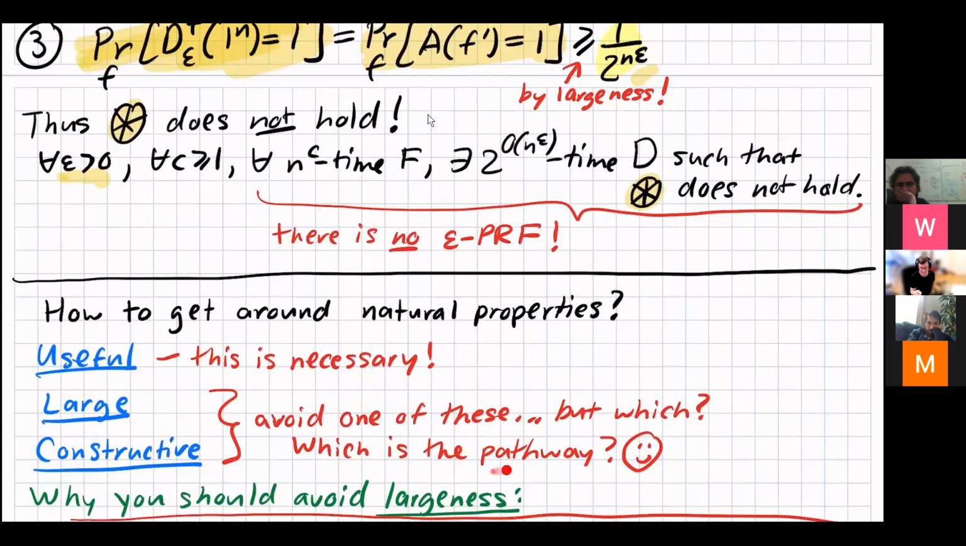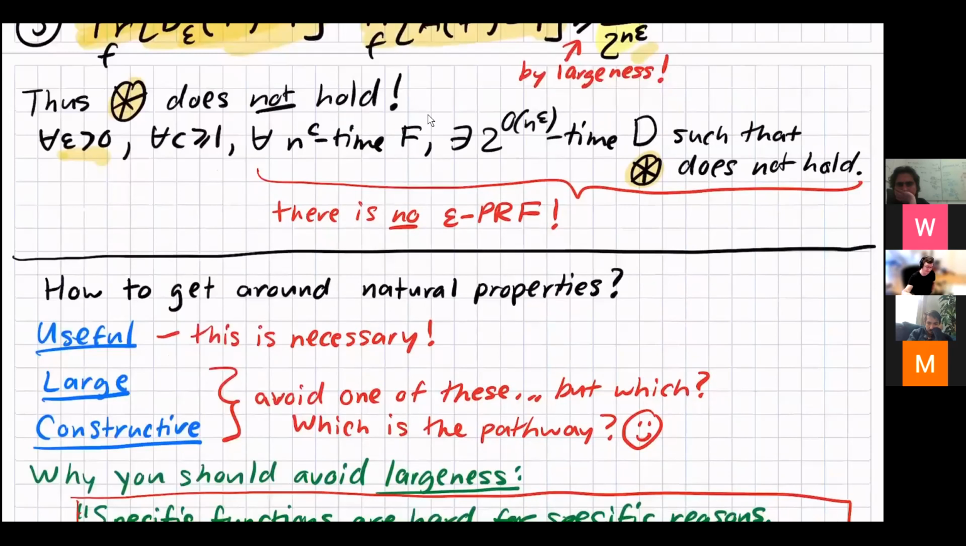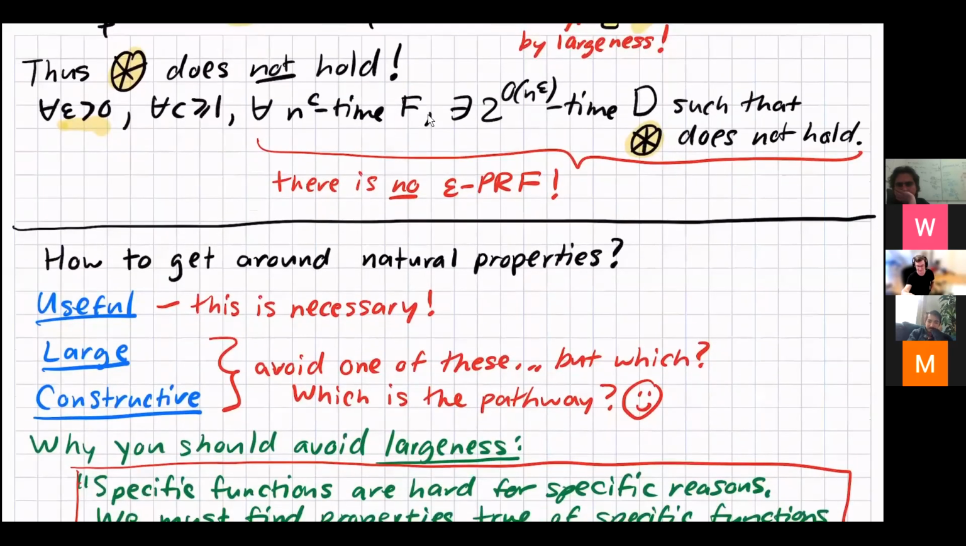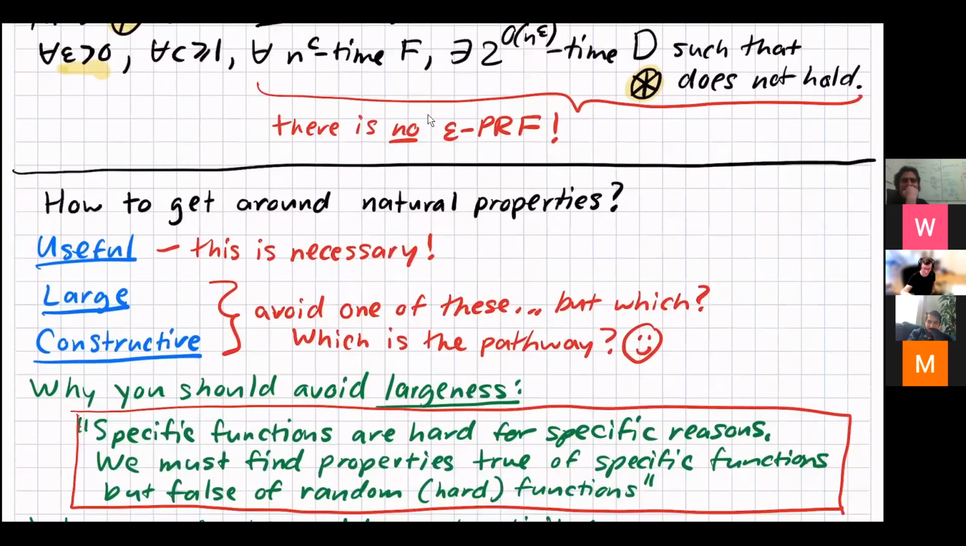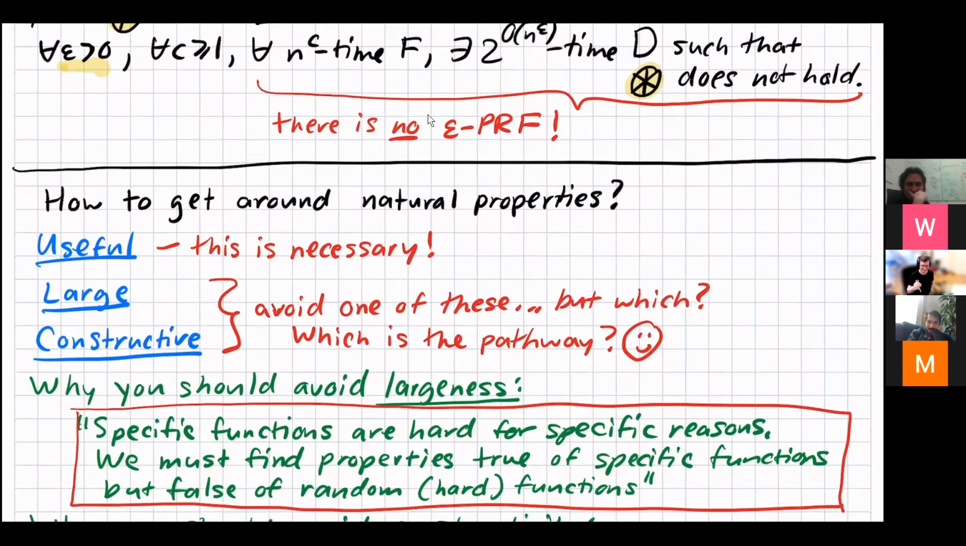Going along with the title of the talk, we have to avoid one of these. I'm going to tell a parable, or stories that I have heard from sources I will leave unnamed, about why you should avoid largeness and why you should avoid constructivity, because they kind of contradict each other. So why should you avoid largeness?